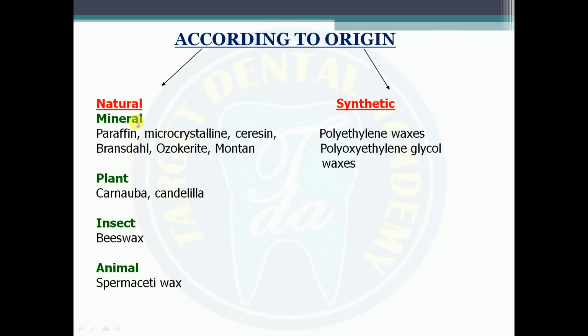First, from the mineral, you have paraffin wax, microcrystalline wax, ceresin wax, barnsdahl wax, ozokerite wax and montan wax. Apart from all these, montan wax and paraffin wax are the very important ones in natural wax. From the plant, you have carnauba wax and candelilla wax. Candelilla is very important. From insect, you have beeswax. From animal, you have spermaceti wax. In synthetic, we have polyethylene waxes and polyoxyethylene glycol waxes.